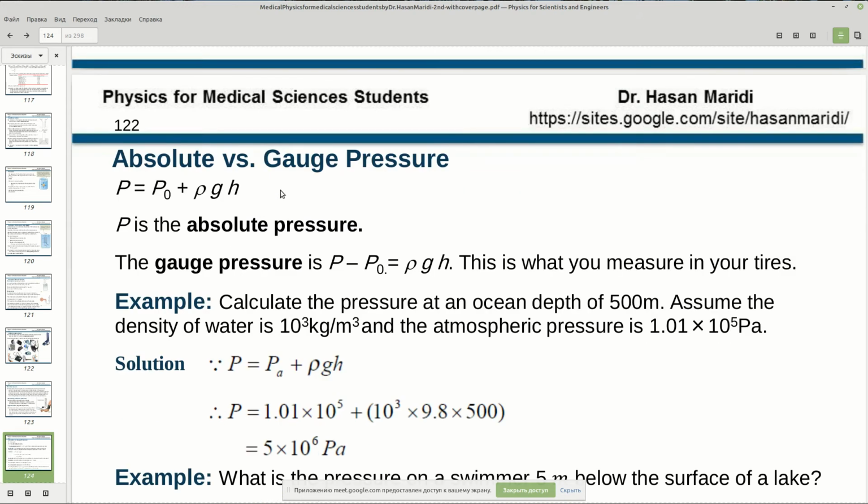Absolute versus gauge pressure. P is equal to P0.